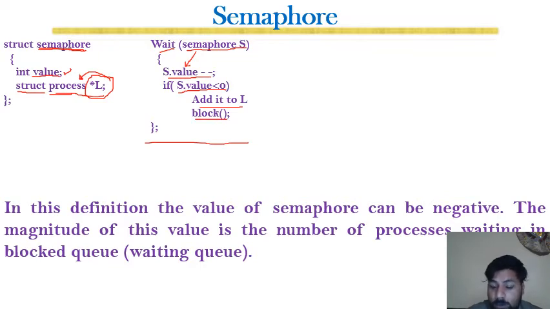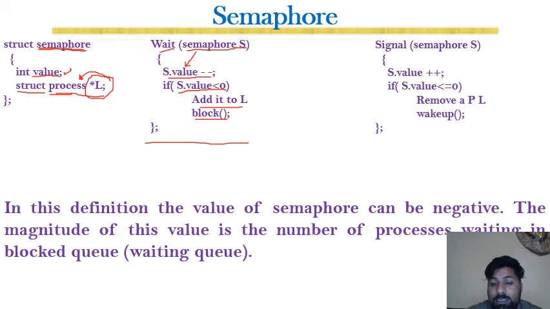On the other hand, the signal function increments the value, and then it checks the condition whether s.value is less than or equal to 0. If it is, it means that there are some processes waiting, so it removes a process from L and then executes a wakeup call. So here are two standard calls. The block call blocks the currently executing process, while the wakeup call removes a process from the ready queue and brings it into the CPU.